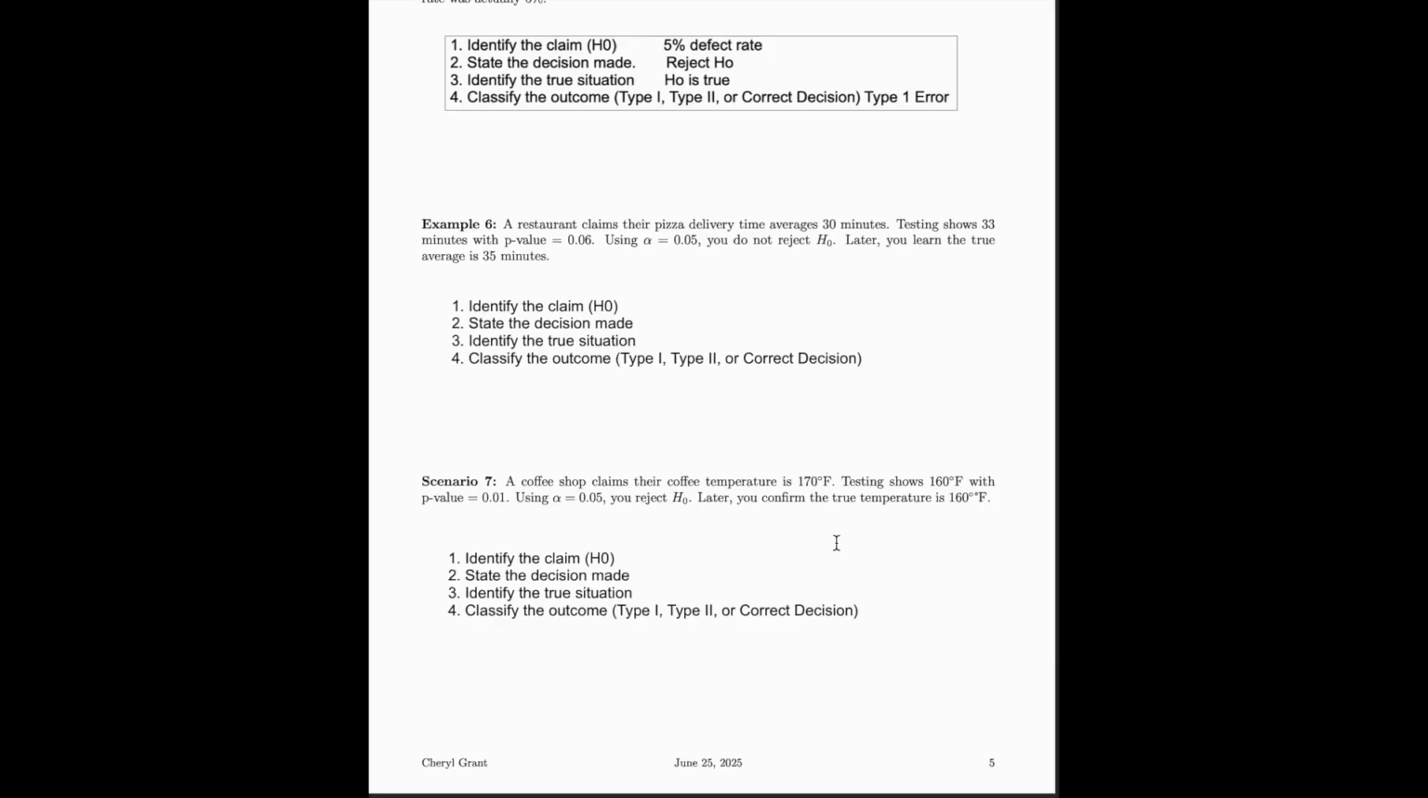Okay, example 6 says, a restaurant claims their pizza delivery time averages 30 minutes. Test shows 33 minutes with a p-value of 0.06. Using an alpha level of 0.05, you do not reject the null hypothesis. Later, you learn that the true average is 35 minutes. So the claim is that the average delivery time is 30 minutes.